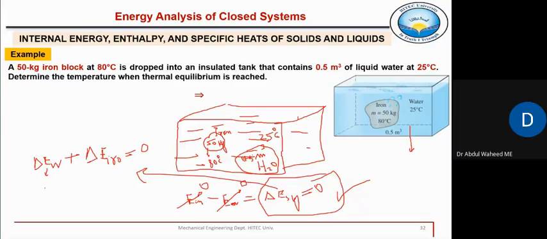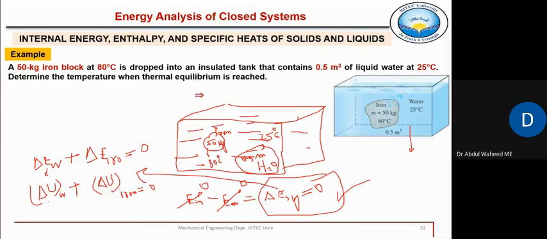What is the change in water? Delta E में which change is significant? एक तो delta U होगा. Change in kinetic and potential energies are negligible. So delta U of water plus delta U of iron is equal to 0. And what is delta U? MC delta T of water and MC delta T of iron. Cp and Cv are same because ये एक liquid है, दूसरा solid है. So Cp and Cv are same.